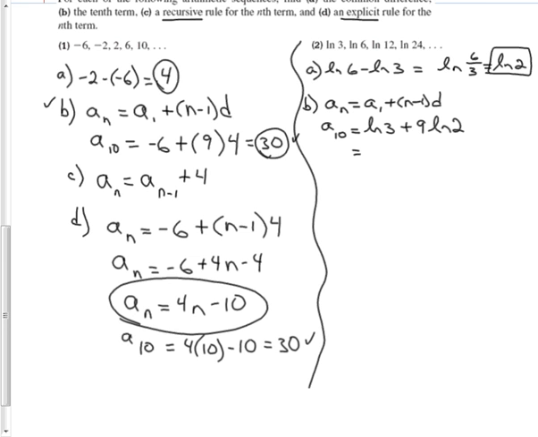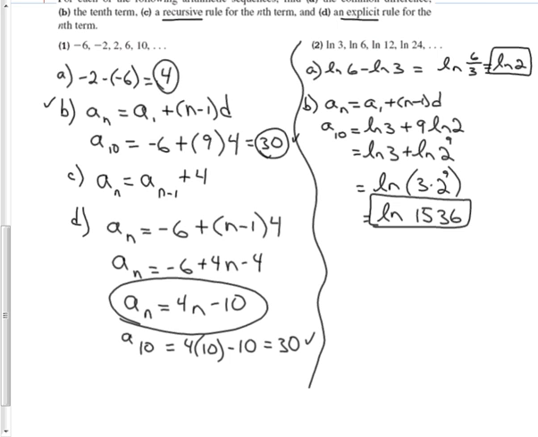Now I'm going to have to use my logarithm rules. That 9 can become an exponent up there. Natural log of 3 plus the natural log of 2 to the 9th. When I'm adding logarithms and I condense it together, it's multiplication. Natural log of 3 times 2 to the 9th. Natural log of, what's 3 times 2 to the 9th? 1536. There's my 10th term. Natural log of 1536.